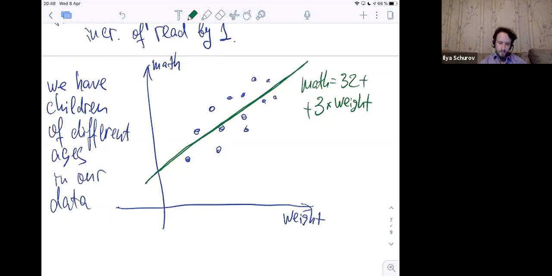Okay, probably, yeah. Usually, if you have the same test for students of different ages, probably the older you are, the better you are in math, just because you had more training. And also, the older you are, you have larger weight just because people grow. So it is possible to get this picture, right?